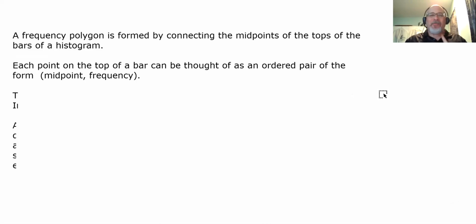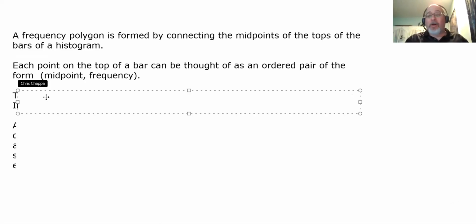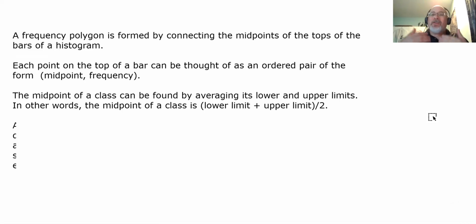Each point on the top of the bar can be thought of as an ordered pair of the form midpoint, frequency. An ordered pair is as if you're graphing in algebra, like 3 comma 2 means go over 3 and up 2. Now, what do I mean by midpoint? The midpoint of a class, remember each bar represents a class of values like 90 to 98, can be found by averaging its lower and upper limits. In other words, the midpoint of a class is the sum of the upper and lower limit divided by 2.